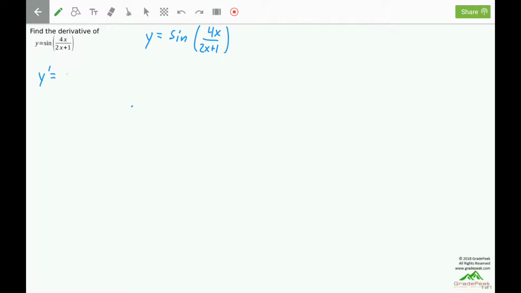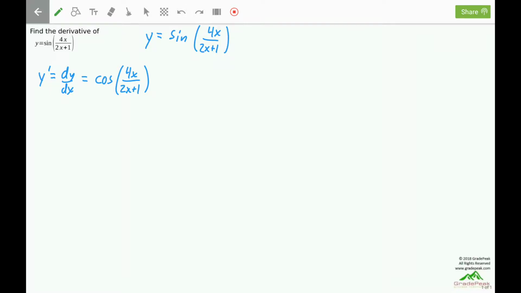So the derivative y prime, or dy/dx, we'll start with the derivative of the sine. The derivative of sine is cosine. We'll leave the entire inside alone, 4x over 2x plus 1. And now we multiply this by the derivative of the inside. Well, the inside of the trig function is itself a quotient. Here it is, and it's a quotient, so the derivative of the inside will involve the quotient rule.